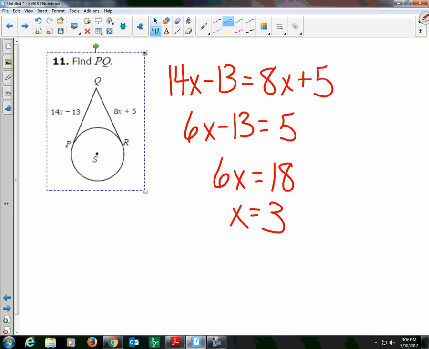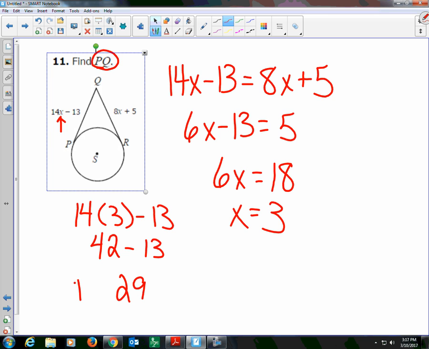Be careful. This is asking to find PQ, not just x. So I need to substitute in for x. I have 14 times 3, and then minus 13. 14 times 3 is 42. And when I subtract 13 from it, PQ is going to equal 29.